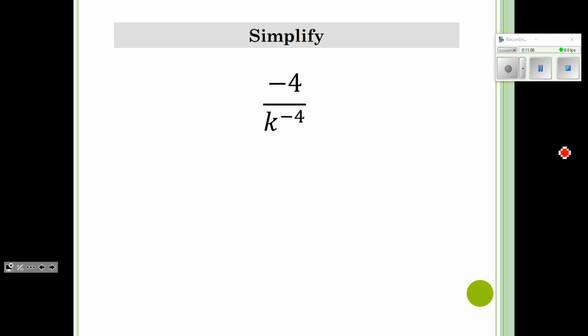In this example, again, we have two bases. The base on top is a negative 4 with no exponent. The base on the bottom is a k with an exponent of negative 4. We are only going to move the bases with negative exponents. The negative 4 stays on top. It does not have any exponents attached. The base of k has a negative 4, so we're going to move it upstairs and change it to a positive 4. So our final answer would be negative 4k to the 4th power.